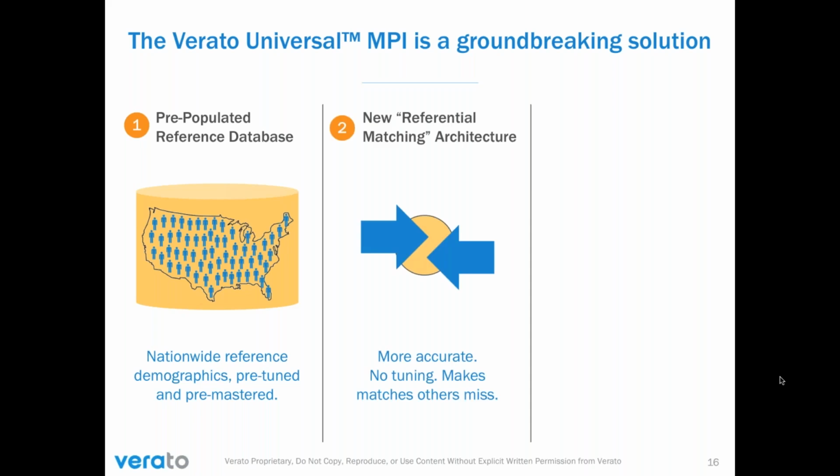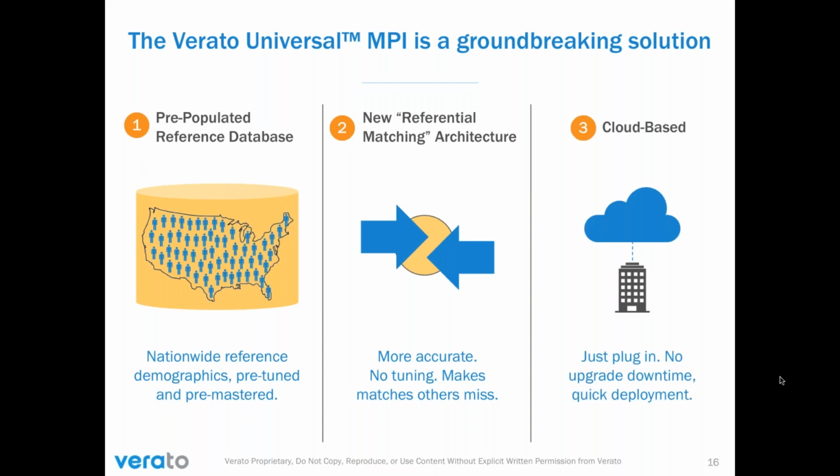So that referential matching architecture, like I said, not only is it more accurate, but it also makes a difference in terms of the deployment time. MDM projects that would take months, usually years, can happen a lot faster with this solution because there's a lot less tuning required. The other thing that's really important about this is that it's all cloud-based.